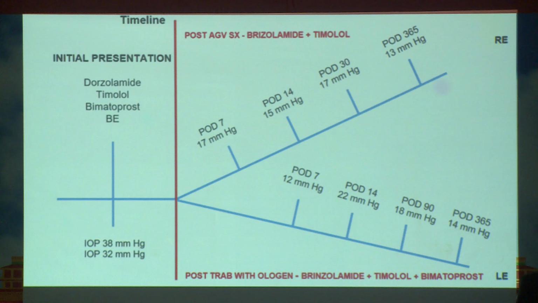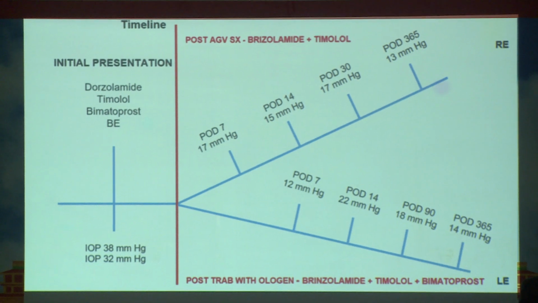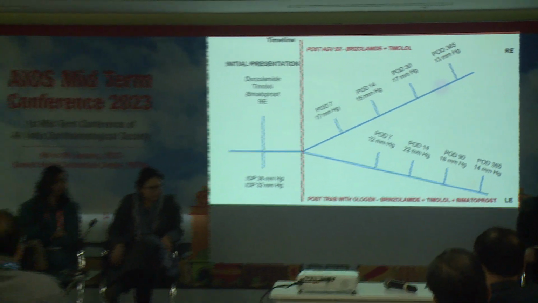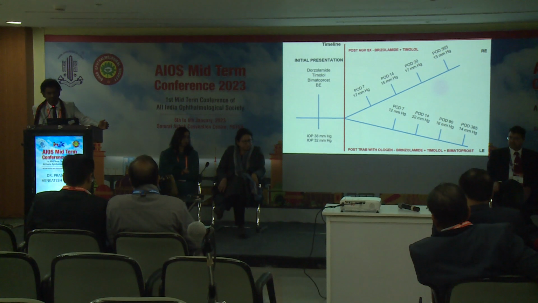We did have to start 2 anti-glaucoma medications. Even today, she's on brinzolamide and timolol in the right eye, and brinzolamide, timolol, and bimatoprost in the left eye, for her IOP to be 13 and 14 respectively.